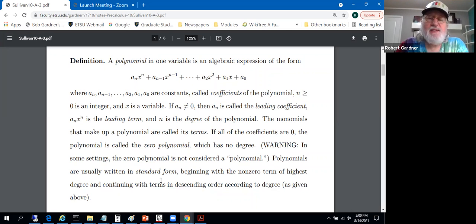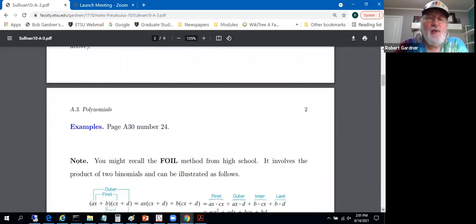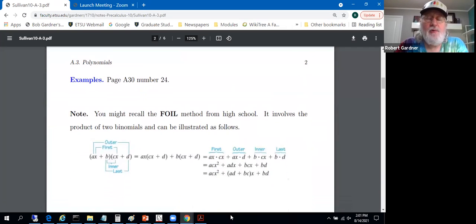Polynomials are usually written in standard form, beginning with the non-zero term of highest degree and continuing with the terms in descending order according to degree, like written up here, like I suggested earlier. So I recommend you write polynomials in standard form, just so we're on the same page, just to keep some things consistent and streamlined.